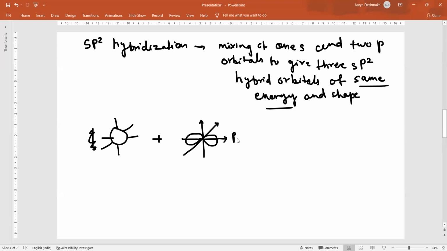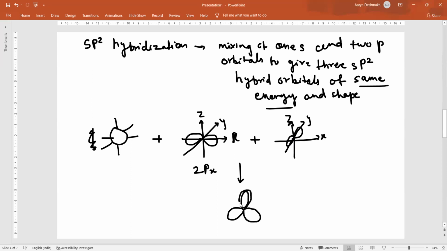This is px, x-axis, this is y-axis, and this is z-axis. So this is 2px plus one more, that is 2py. When these three combine together, they form three sp2 hybrid orbitals: one, two, three. Each has one bigger lobe and one smaller one. Each one of them is sp2, and the angle between them is 120 degrees.